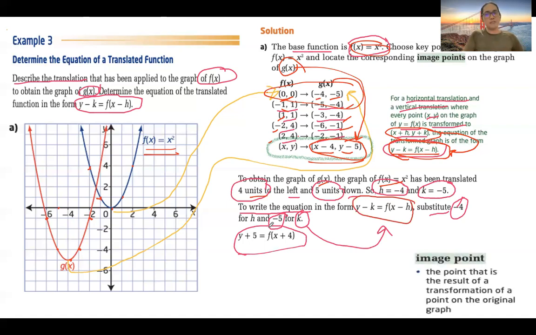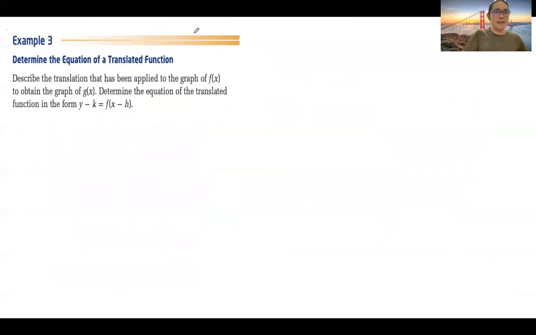So the image point is the point that is the result of a transformation of a point on the original graph. So I hope we are clear about this one. Is the process clear? I hope it's clear. If it's not clear, then we can go to the next example, letter B.